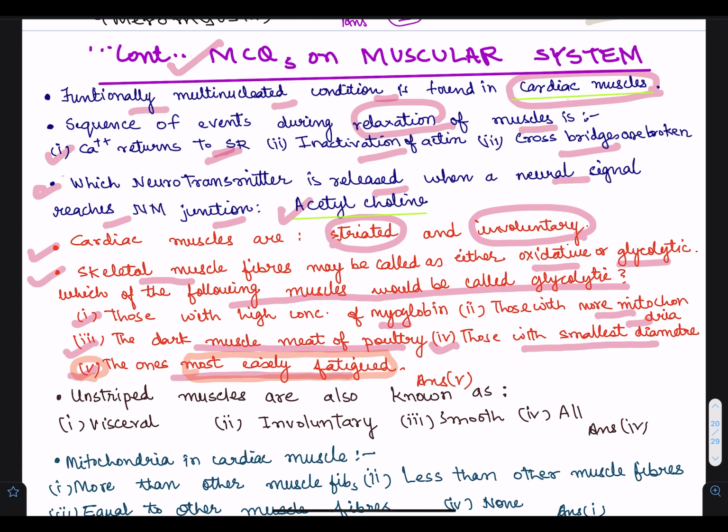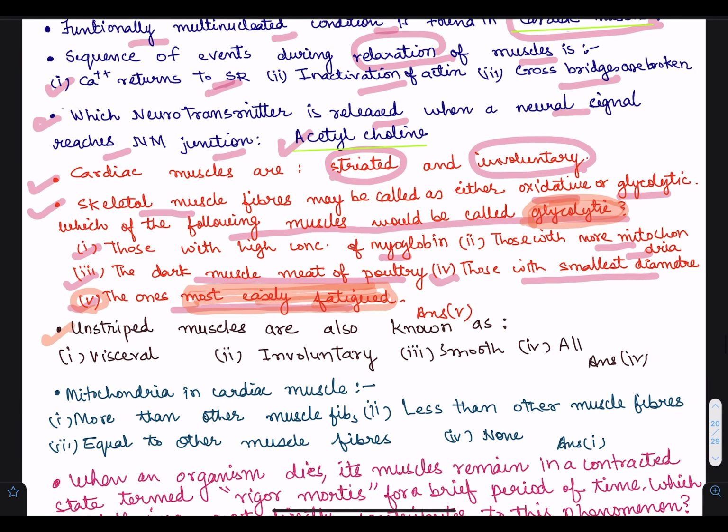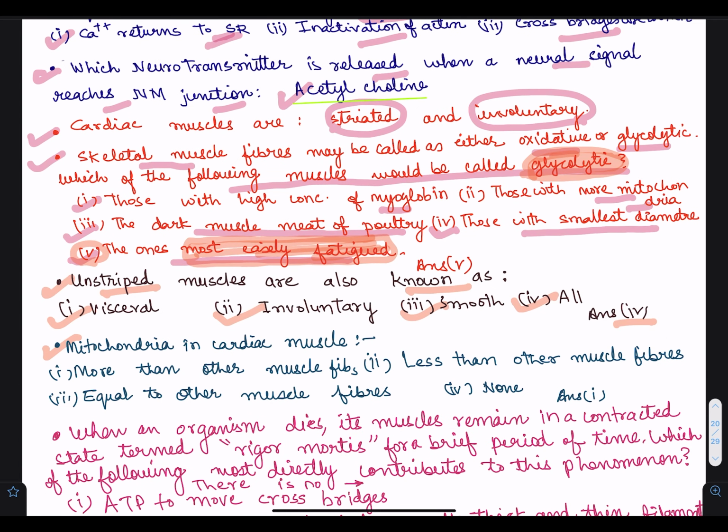They will be actually glycolytic because they will be using anaerobic mode of respiration, that is glycolysis, and hence they will be most easily fatigued. Next question, unstriped muscles are also known as visceral, involuntary, smooth, all. The answer is fourth, that is all. They are known by all these names. Mitochondria and cardiac muscles are more than other muscle fibers, less than other muscle fibers, equal, or none. So the answer is first, that is more than other muscle fibers.